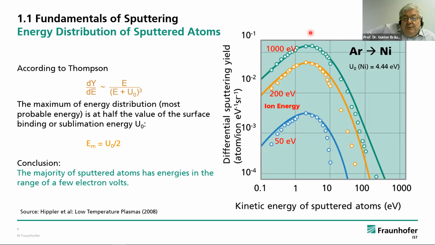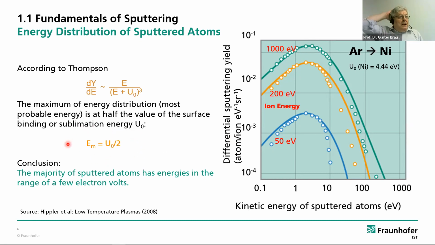The energy distribution is called a Thomson distribution, according to Thomson, who first reported on it in 1968 or so. He has shown that the energy distribution of the sputtered particles is only dependent on the surface binding energy, and the maximum is half of the surface binding energy.